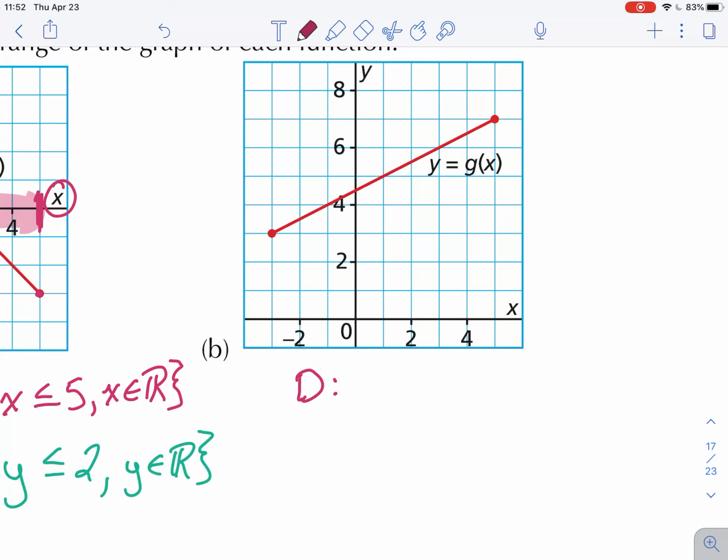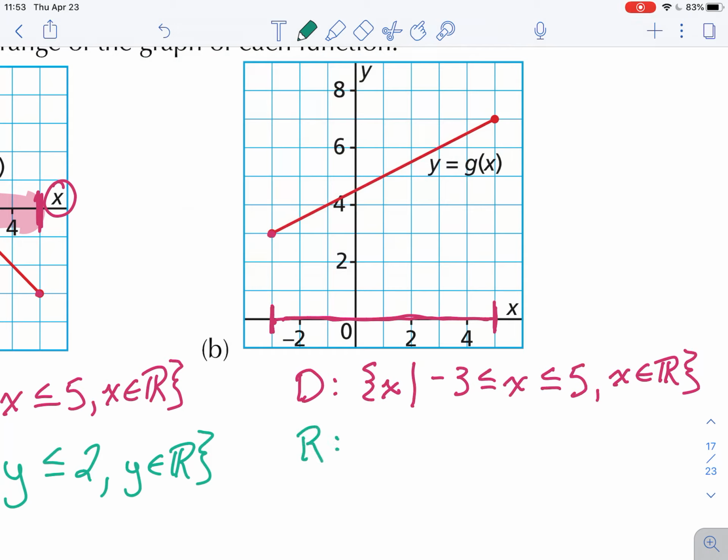All right, let's look at our second one. Again, let's do domain. Domain, we look on our x-axis. That's our farthest left point. That's our farthest right point. The domain is any point between these two. So it's all of our values of x such that -3 is less than or equal to x. And we put the less than or equal to because it's a solid dot, which is less than or equal to 5. And because it's a continuous line, x could be any real number.